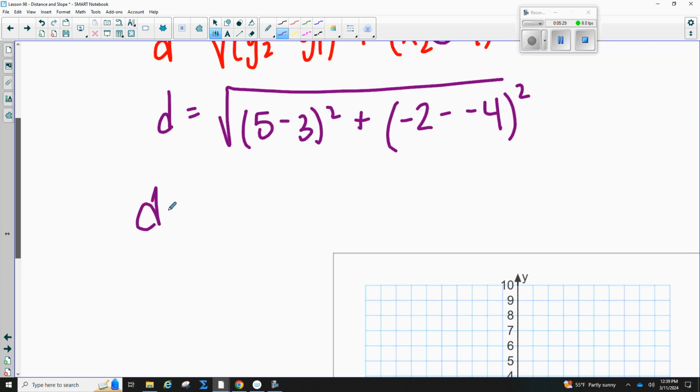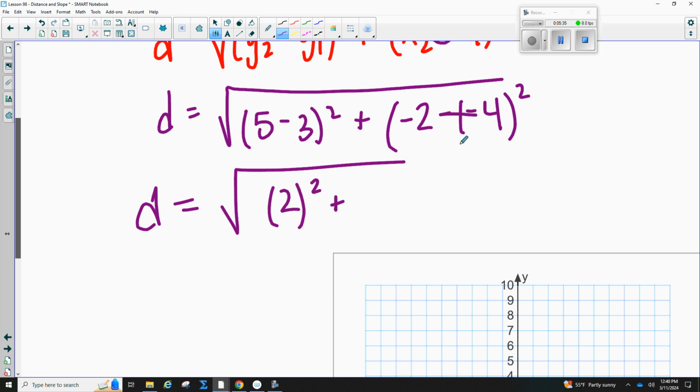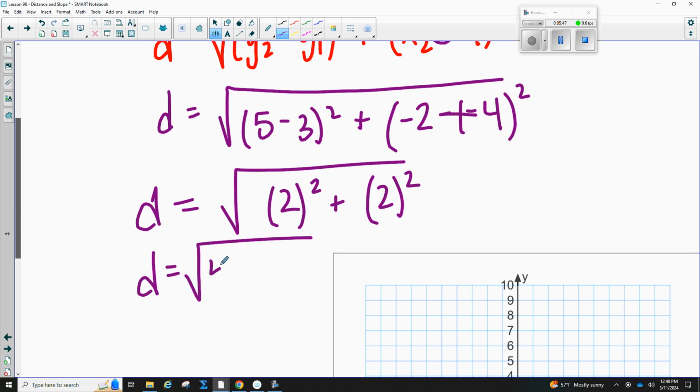Okay, 2 squared plus, this turns into a plus, so negative 2 plus 4, because it was minus a negative, so that would also be 2 squared. All right, then you have to square them both, so 2 squared is 4, and the other 2 squared is 4. Then you have to add them both, which is 8.